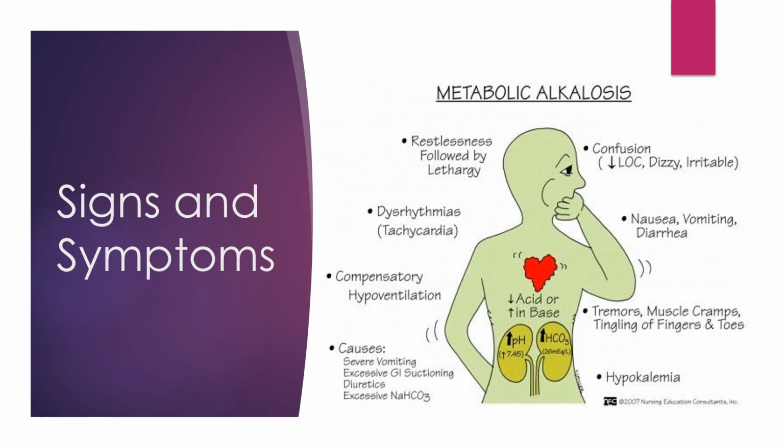Metabolic alkalosis, you have restlessness followed by lethargy, dysrhythmias, tachycardia, compensatory hypoventilation, confusion. They may have nausea and vomiting, less so on the diarrhea end here. Tremors, muscle cramps, and tingling of fingers and toes, and hypokalemia.